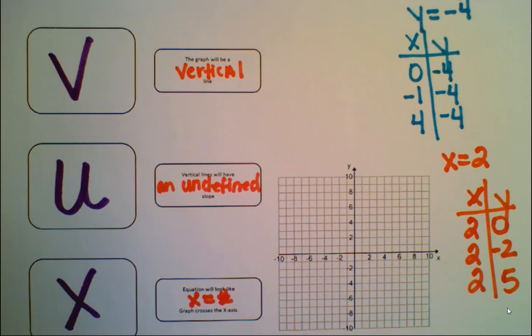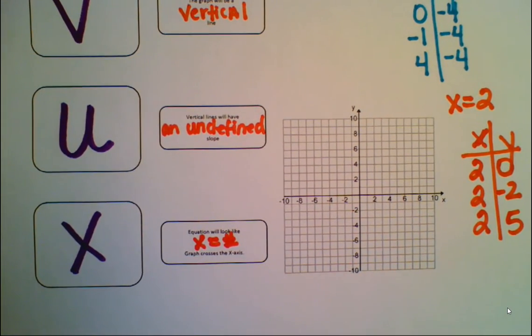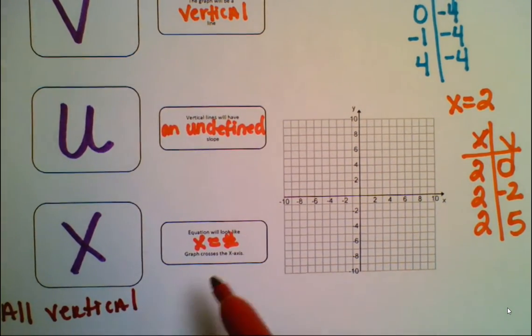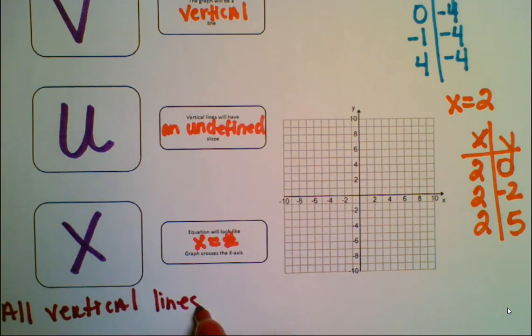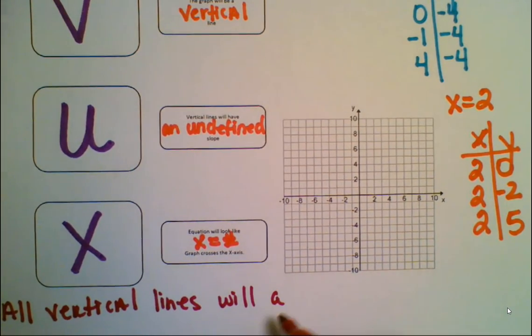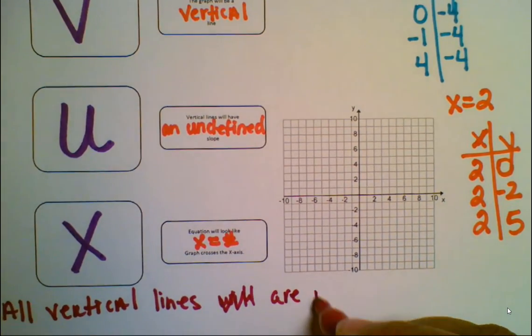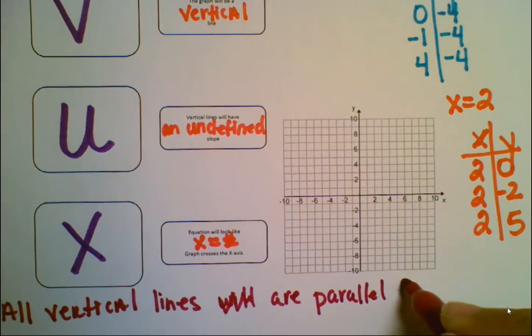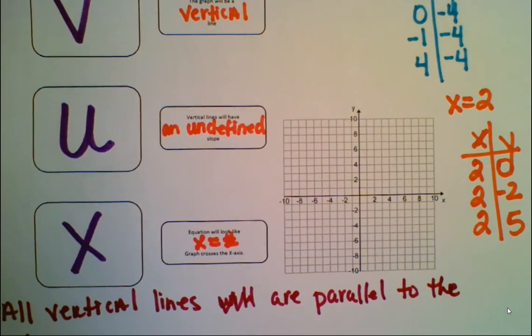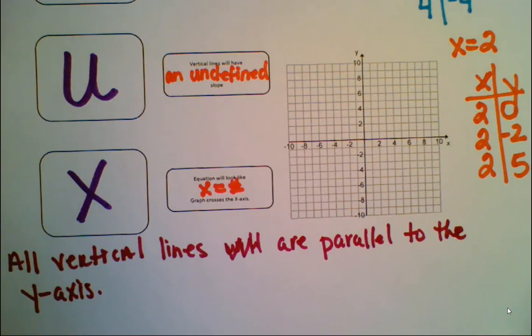And with vertical lines, all vertical lines are parallel to the y-axis. All vertical lines are parallel to the y-axis.